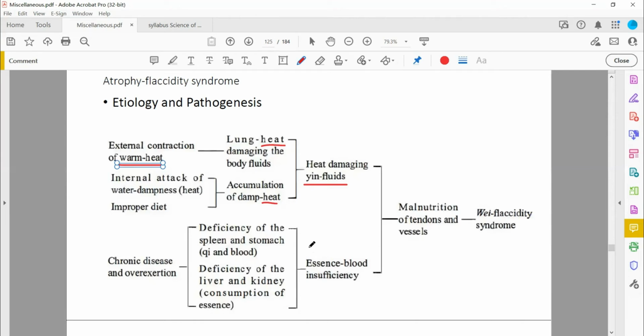So together there will be essence or blood insufficiency or deficiency. Not enough good things, essence or blood. So there will be malnutrition of the tendons and vessels, leading to atrophy flaccidity syndrome.